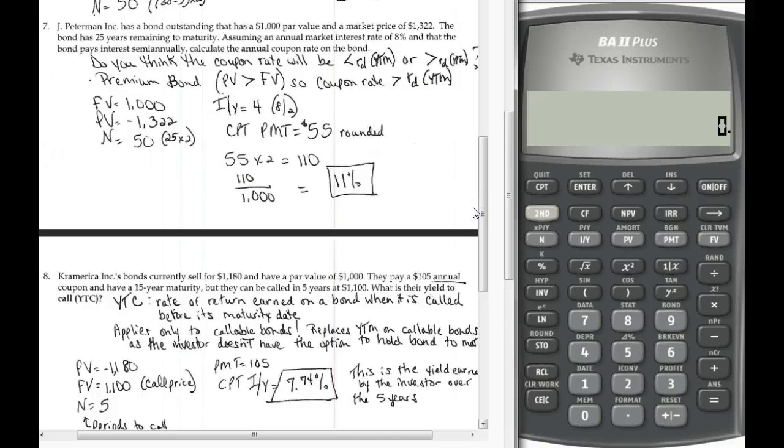This is a problem in the classroom that I would typically ask some questions before we solve the problem, just to get everyone thinking. Given the information in the problem, J. Peterman has a bond outstanding that has a $1,000 par value, a market price of $1,322, has 25 years remaining to maturity, and assuming an annual market interest rate of 8% and that the bond pays interest semi-annually, calculate the annual coupon rate on the bond. So do you think, before you do anything, that this coupon rate is going to be less than or greater than the yield to maturity? And how would you know?